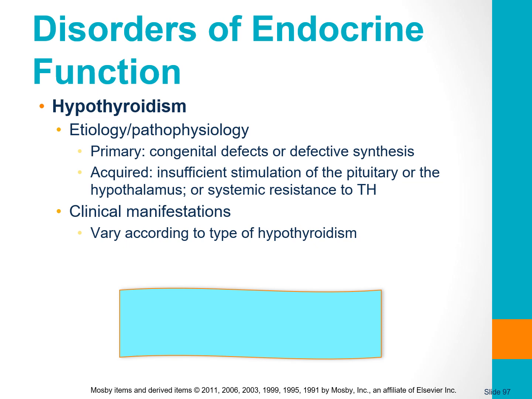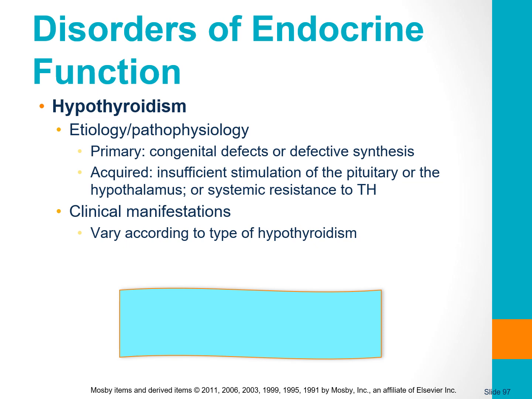Okay, we're going to move quickly here into hypo and hyperthyroidism, and then a quick review of diabetes to close out the rest of this lecture. So hypothyroidism, there are two different types. Again, this topic should be reviewed based on MedSurg, but we're going to talk a little bit briefly about it. So there's two types, primary and acquired. So primary is a congenital defect or defective synthesis, okay? Acquired is an insufficient stimulation of the pituitary or the hypothalamus or systemic resistance to TH, the thyroid hormone.